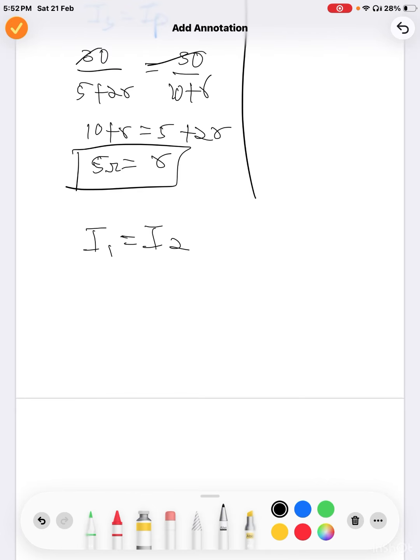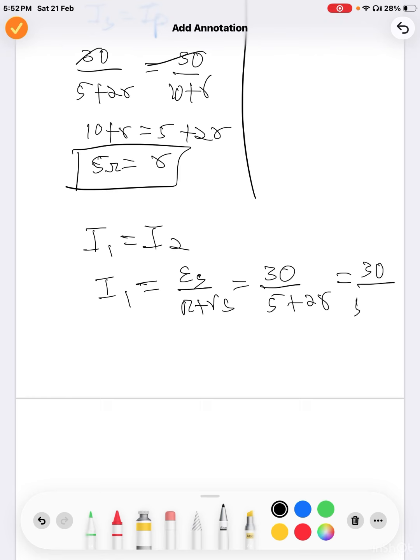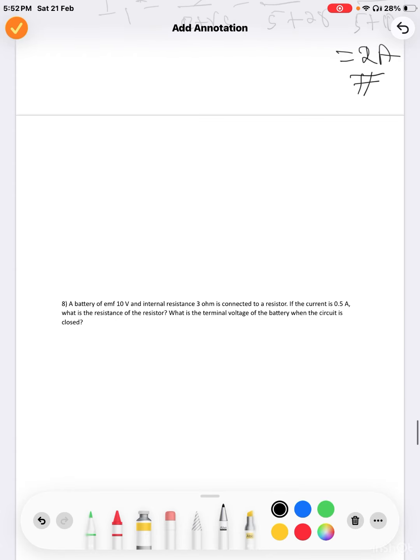Anything is fine, you can find. So I1 is equal to ES by R plus RS. ES value we know 30, R value is 5 and RS value, 2R. 30 by 5 plus R value we know, that become 10. So 30 by 15. 30 by 15 become 2 ampere. So 2 ampere is the current value.